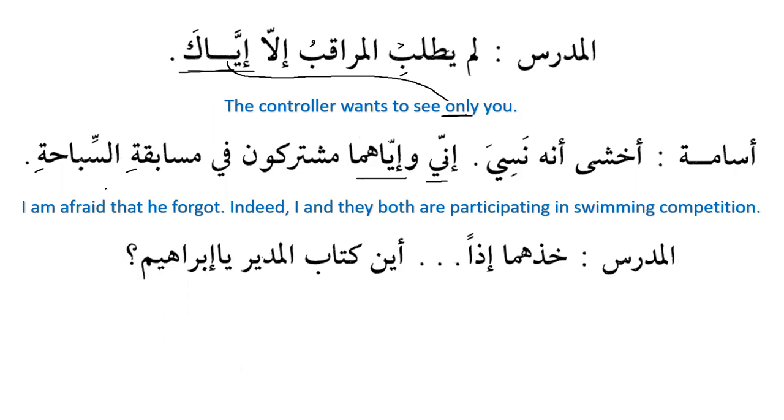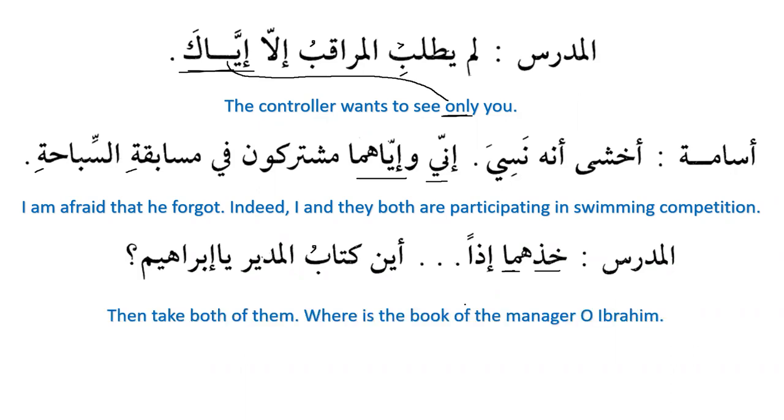Al-mudarrisu khudhuma idhan, then take both of them. Khudhuma, khudh, as we know that this is fi'l al-amr. Huma is fi'l plus fa'il, maf'ul bihi, and idhan, as we know, is generally used after a statement. So take both of them, or then, or in that case, take both of them. Aina kitabul mudiri ya Ibrahimu. Where is the book of the headmaster or the controller or the manager, O Ibrahim?